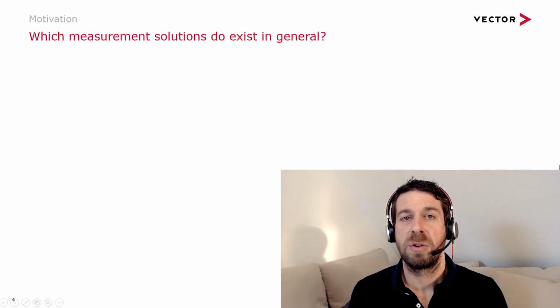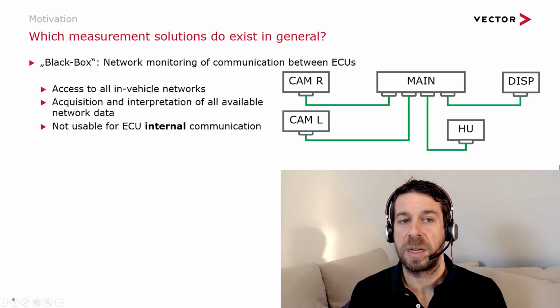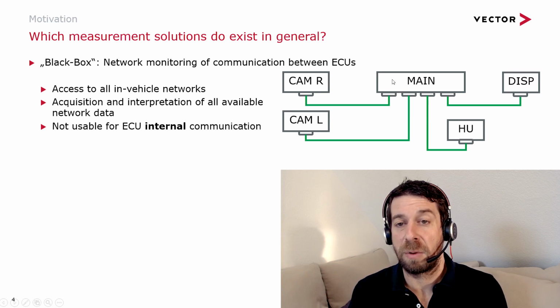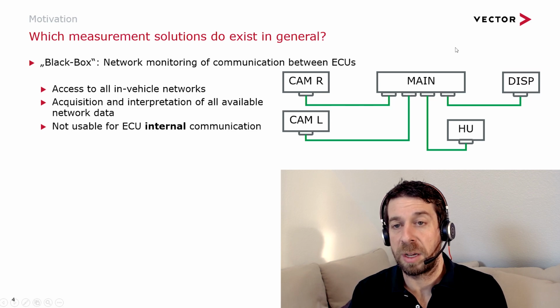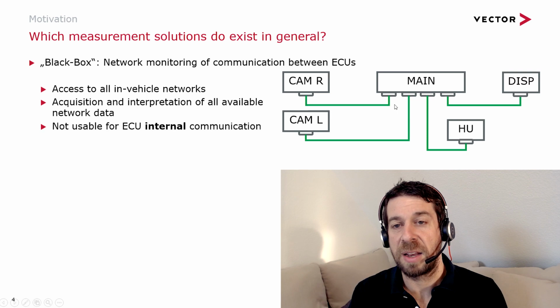So which measurement solutions exist in general? First I want to show you the black box method. What does it mean? The black box method means we just have a look at the network. We are monitoring the communication between the ECUs, like you can see here. That means we need access to all the vehicle networks, and additionally, the acquisition and interpretation of all available network data is necessary. But it's not usable for ECU internal communication because we're just tracking what happens between the ECUs. But normally we want to have a look inside. So with this method we can only see what the AUTOSAR Adaptive ECU is sending out to other connected ECUs.